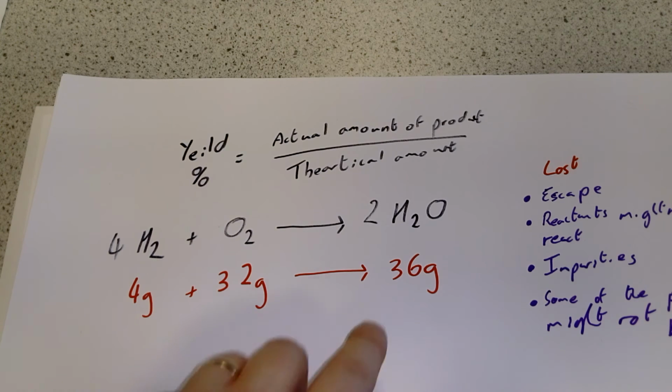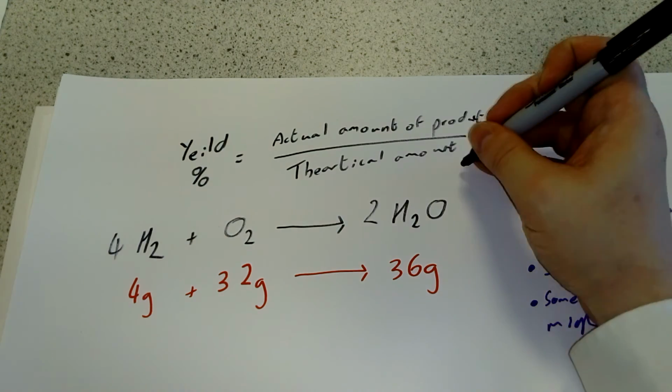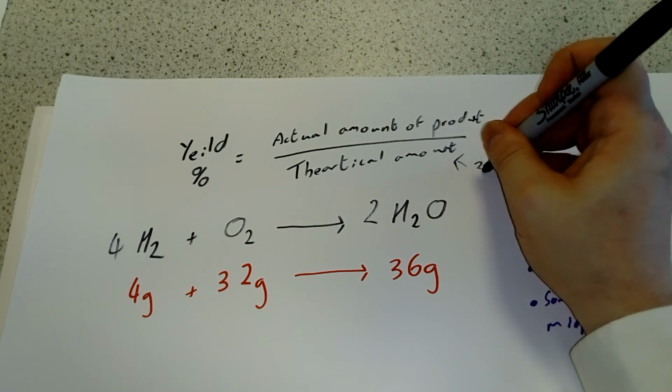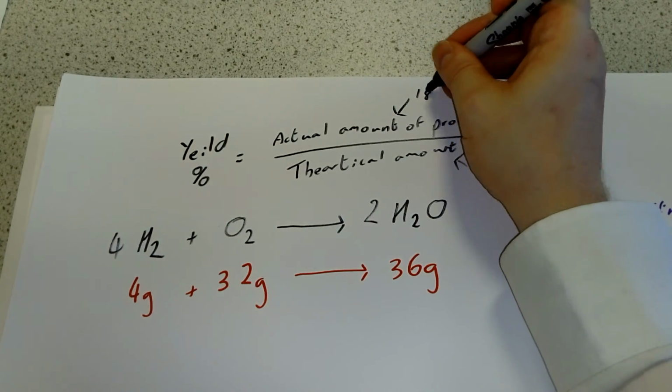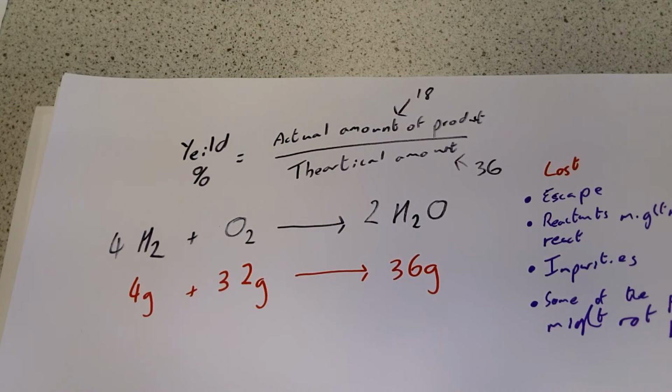So if we're saying that we're making 36 grams of water and that is our theoretical yield, in actuality I'm going to say, oh, we only make 18 grams. We've done a horrendous job of this. The person I'm working with hasn't calculated it right. Someone spilt something along the way. Someone's not added enough or whatever. There's loads of different reasons.